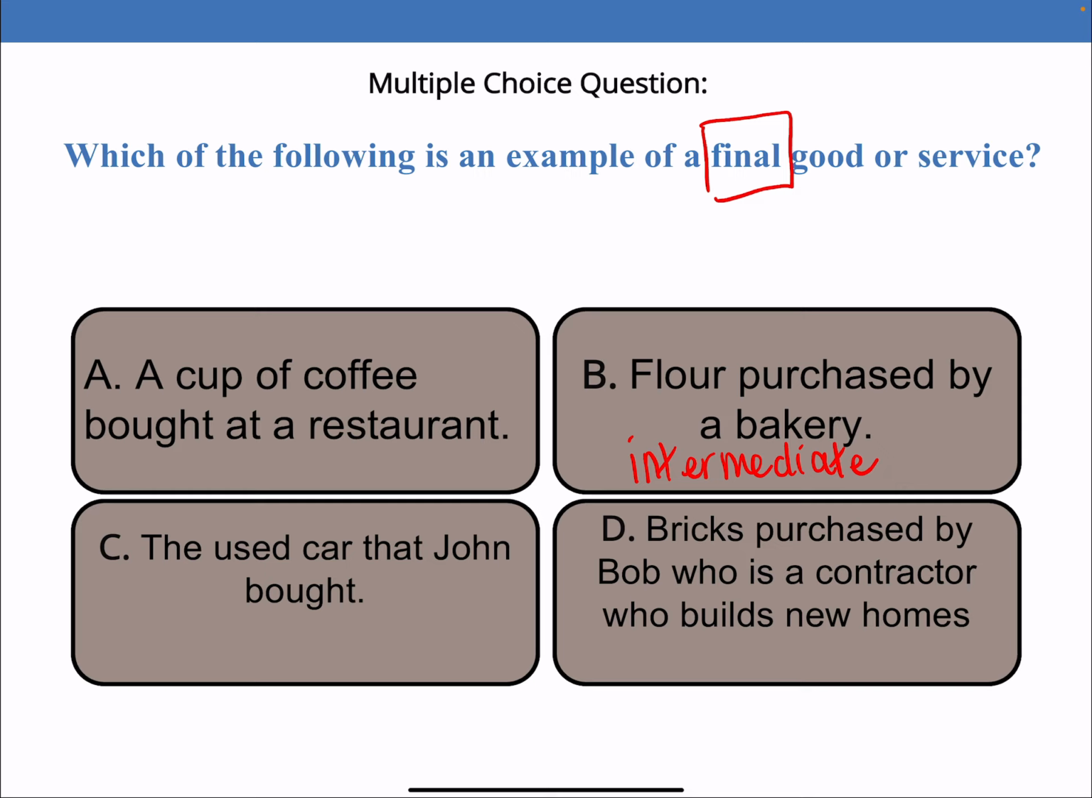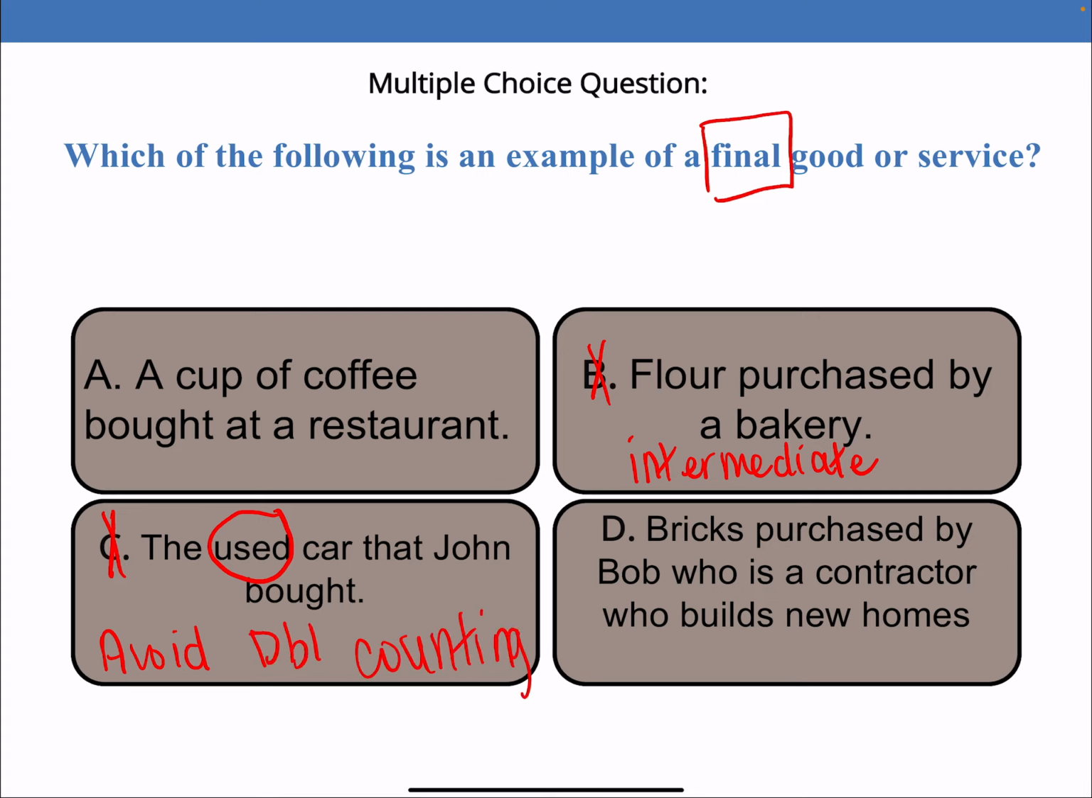For C, the problem is that the car that John bought was just like the one that I bought. It was used. And so the production of that vehicle has already been counted, and we're trying to avoid double counting.